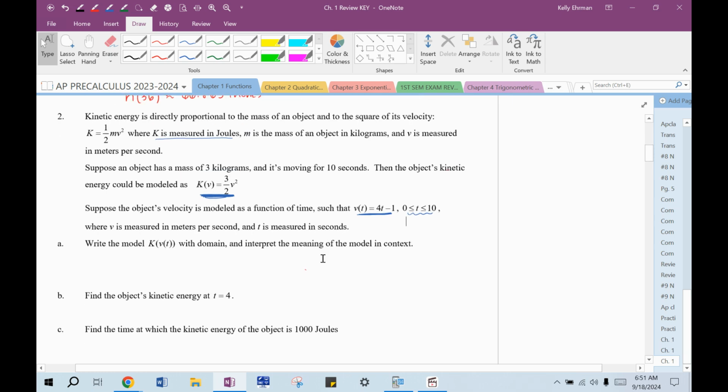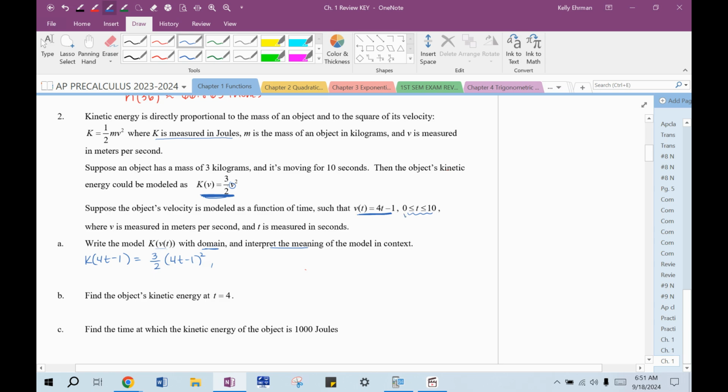So just like we had on our quiz and in our notes and in our review for the last quiz, write this composition function, include a domain, and interpret the meaning. Okay, so K of, instead of V of t, I'm going to put in 4t minus 1. That means you're plugging 4t minus 1 in for this little v in K's original function. So 3 over 2 times 4t minus 1 squared. So write the model, done.